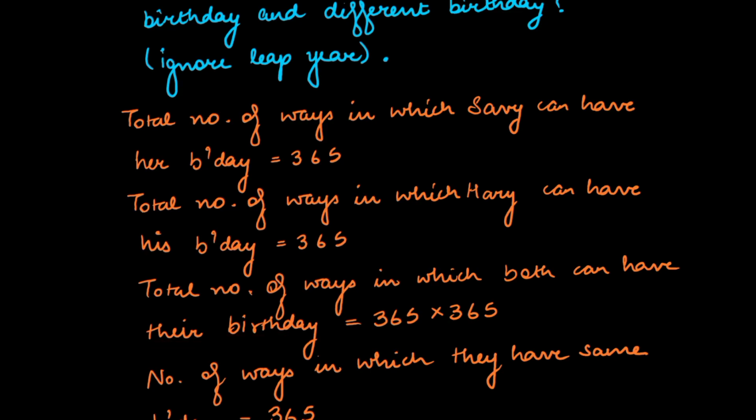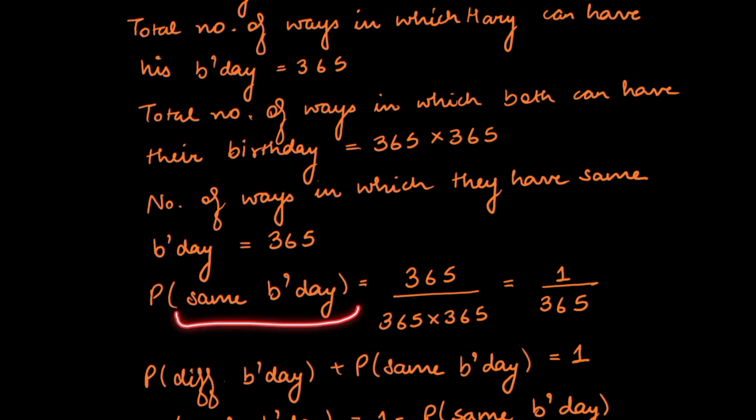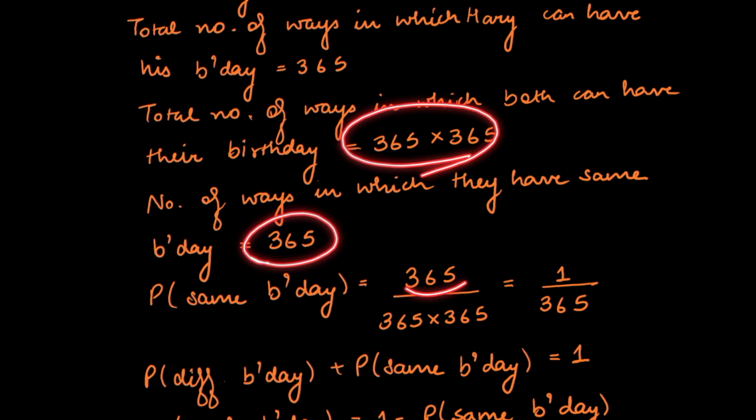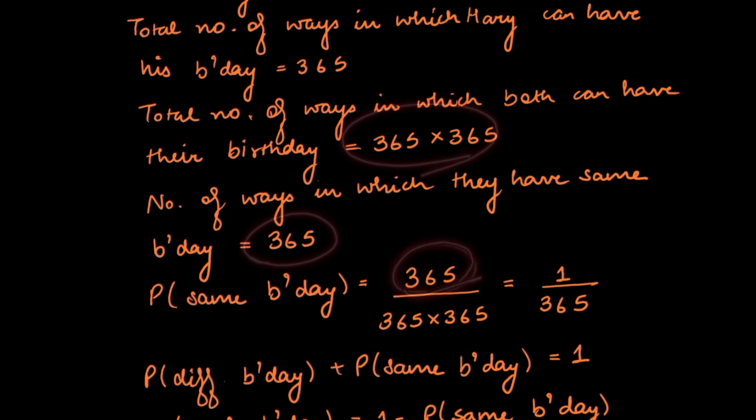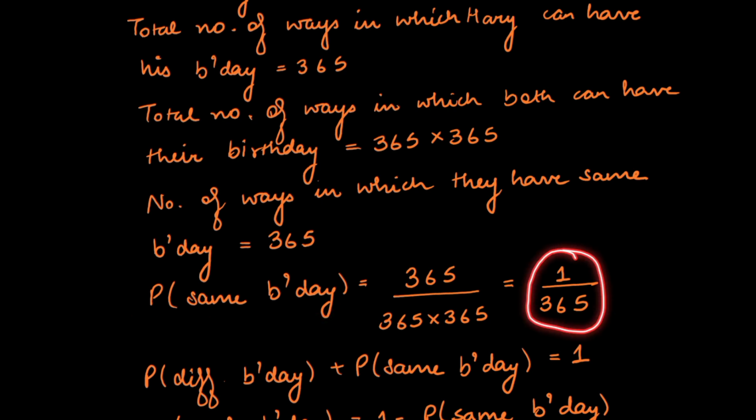Now, how many ways are there in which they have the same birthday? 365, right? There are 365 days, so there are 365 ways in which they can have the same birthday. Now, probability of having the same birthday is the favorable outcomes upon total number of possible outcomes. So, favorable outcomes is the number of ways in which they can have the same birthday, that is 365, divided by total number of possible outcomes, that is the total number of combinations possible for their birthday, that is 365 into 365. So, the probability of them having the same birthday is 1 by 365.